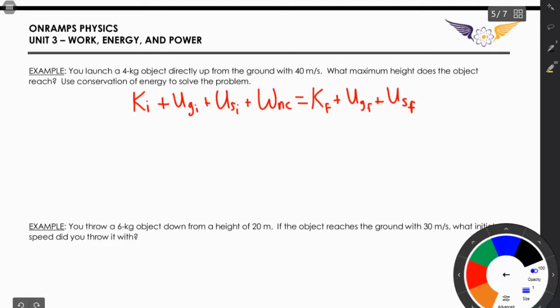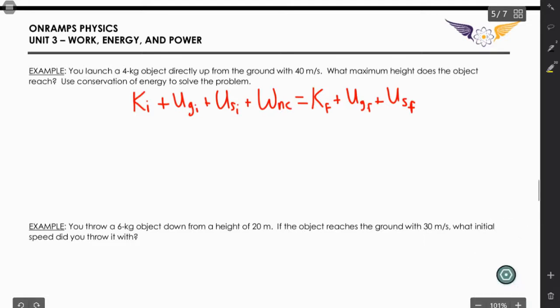Okay. Now we're going to start crossing out things that aren't present. So we don't have a spring, right? So that can go away. We don't have any friction or air resistance or anything like that. So that can go away, right? That's 0. This is 0.